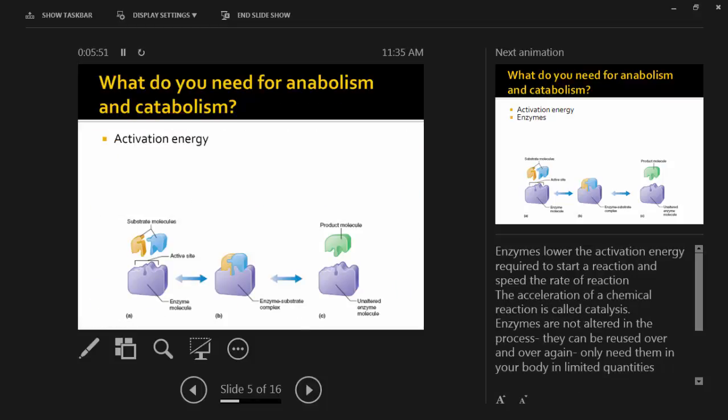What do you need for anabolism and catabolism? The first thing you need is activation energy. So you need some type of energy to get these things going. And one thing that you use to generate or enhance activation energy is an enzyme. So enzymes are catalysts. They speed up the rate of reactions by lowering the energy that is necessary to do the reactions. So the acceleration of a chemical reaction is called catalysis. Enzymes are catalysts.